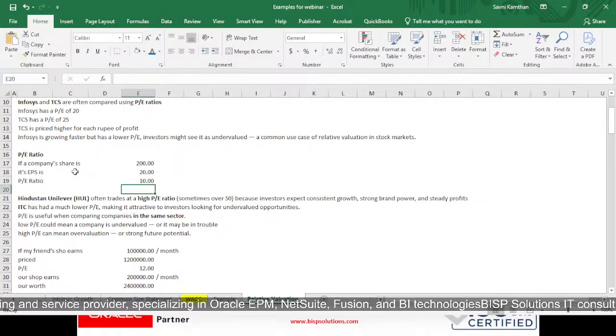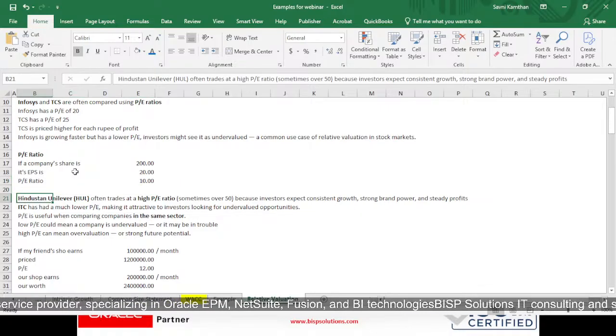So if we take a company example, Hindustan Unilever often trades at a high PE ratio, sometimes over 50, because investors expect consistent growth, strong brand power and steady profits. In contrast, ITC has a much lower PE, making it attractive to investors looking for undervalued opportunities.